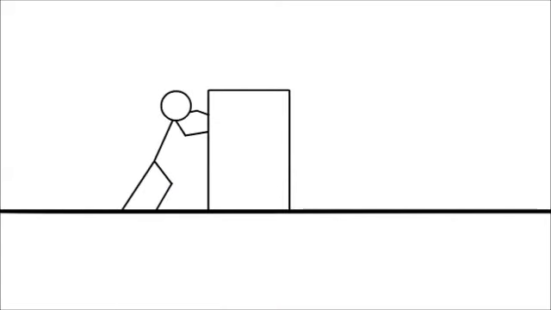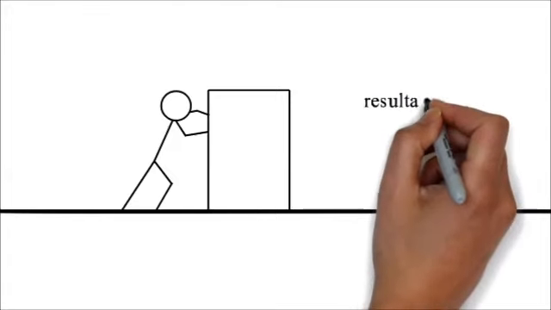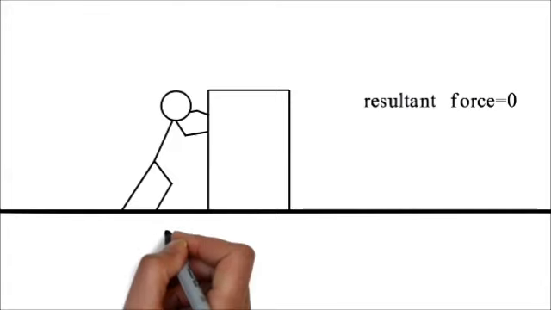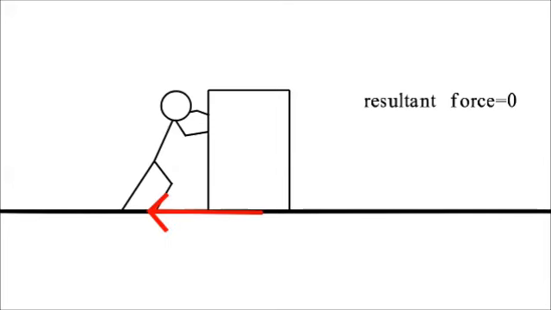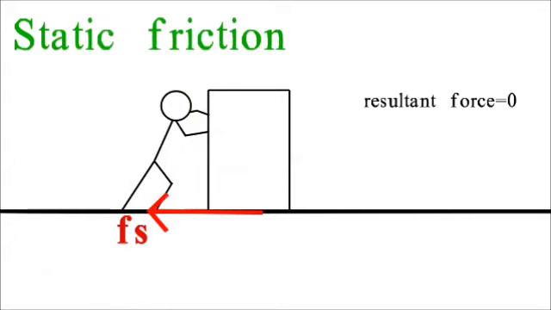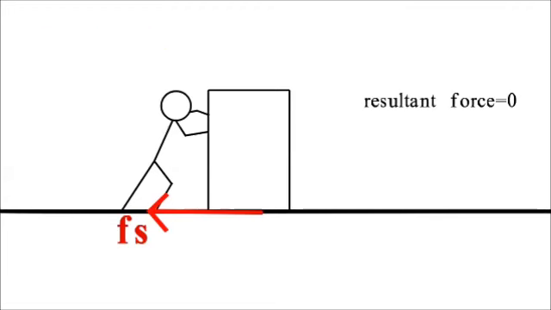Imagine a person wants to move a heavy box in his room. He starts pushing it, but the box does not move. As the box is at rest, the resultant force on the box is zero. In this case, the frictional force between the floor and the box opposes the applied force. This is static friction.